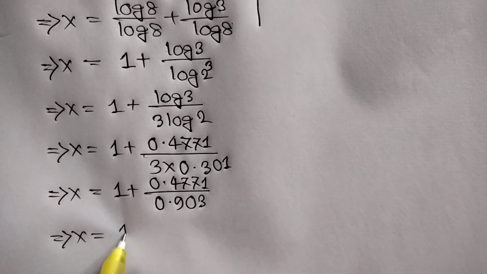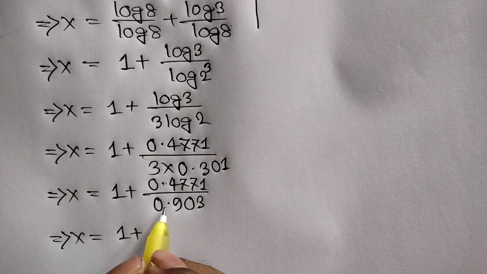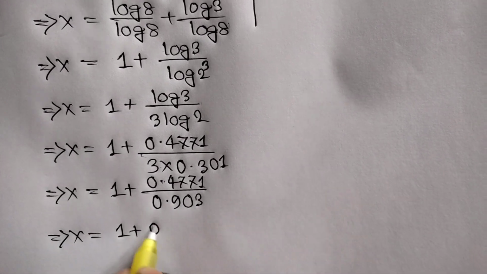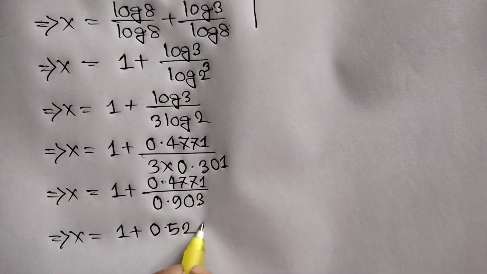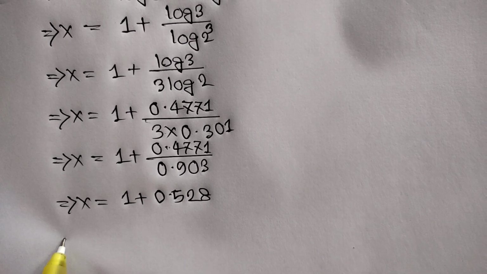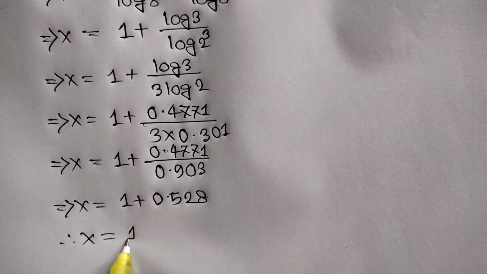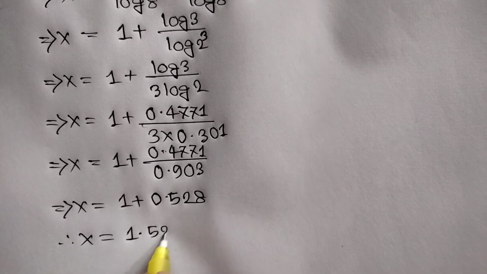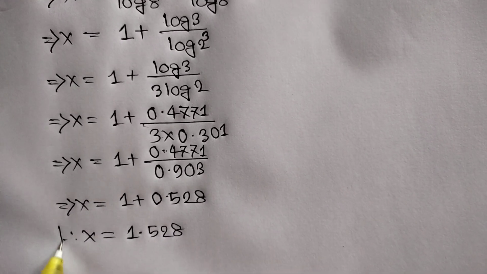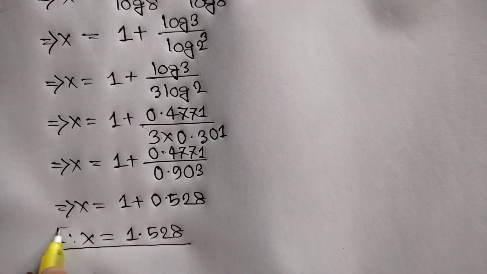or x is equal to 1 plus this divided by this, it will be remaining 0.528. So finally the value of x is equal to 1 plus 0.528 is equal to 1.528. This is our final answer.